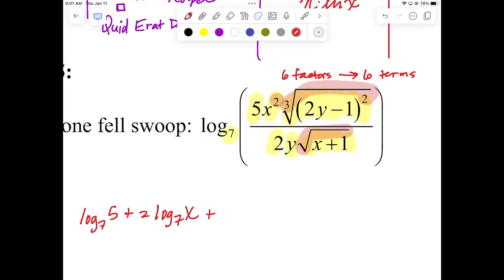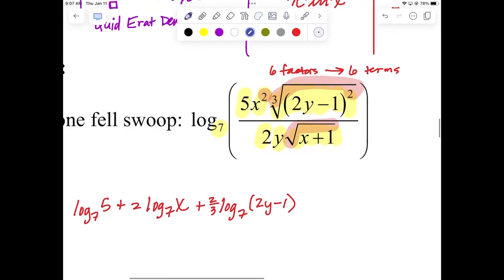Plus, we're still in the numerator, so it's going to be, leave a little space, log base 7 of 2y minus 1. Now, what would the combined exponent be when I get rid of the cube root and write it as a fractional exponent? It would be 2/3. Very good. There's already a squared there, so that's 2 in the numerator, and then times the third makes it 2/3. That 2/3 goes where? Out front. There you go. So that's expanding the top in one fell swoop.